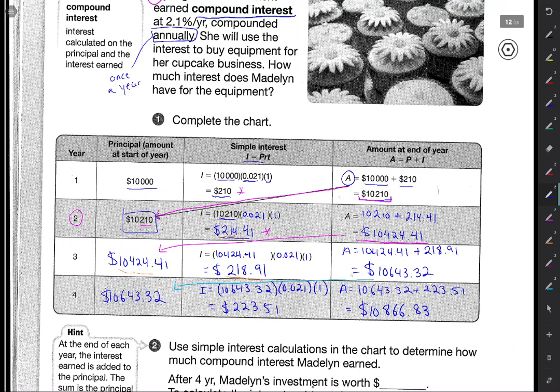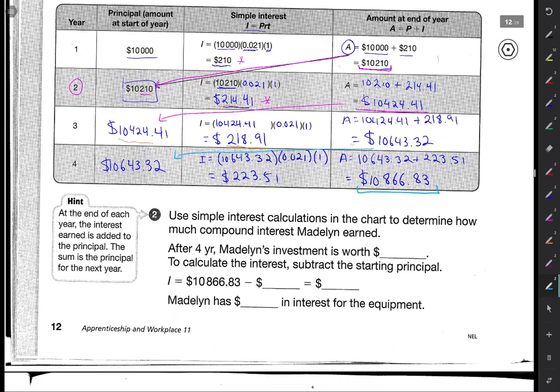So I finished filling out this chart and our final amount after the 4 years is $10,866.83. So using the compound interest calculations with this chart, we determined that after 4 years, Madeline's investment is worth $10,866.83. To calculate how much interest we actually added on here, we could take the last amount we got, with the interest combined, so that's $10,866, and we would subtract the initial amount from it, that principal amount, which was $10,000. That's what she originally started with at the beginning of all of this.